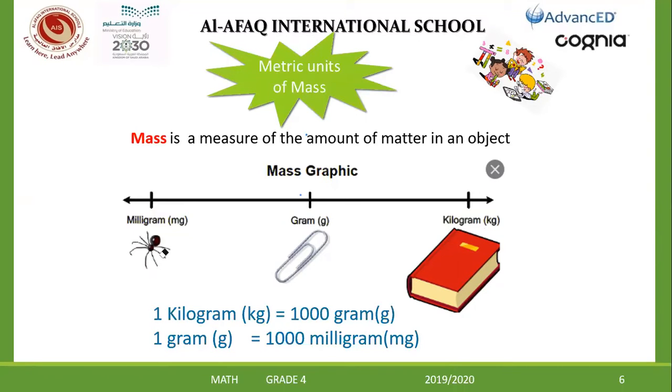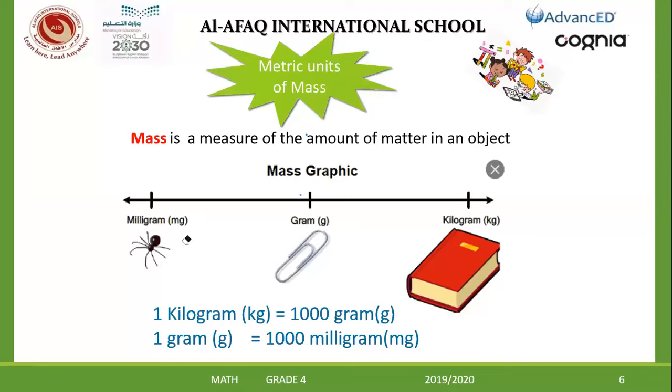As you see here, you can use milligram for very small objects, like this small insect. What about gram? We can say the mass of a paper clip is about 1 gram. What about kilogram? If you carry your math book, you get about 1 kilogram. So the largest unit here is kilogram, then gram, and the smallest unit of mass is milligram.